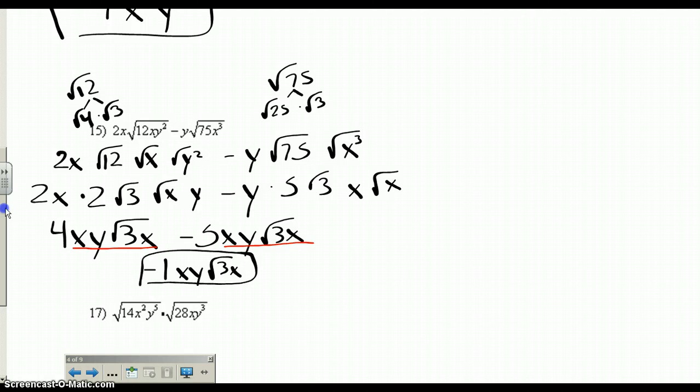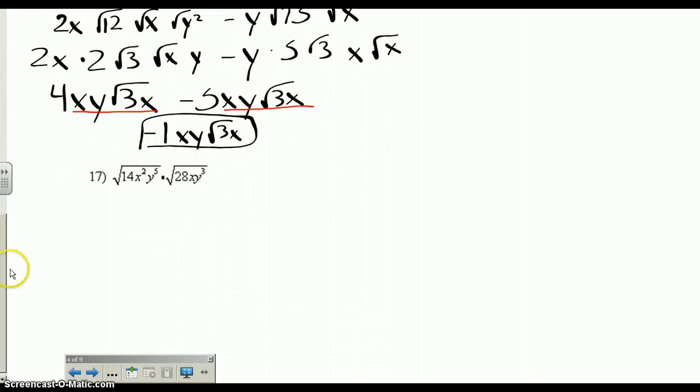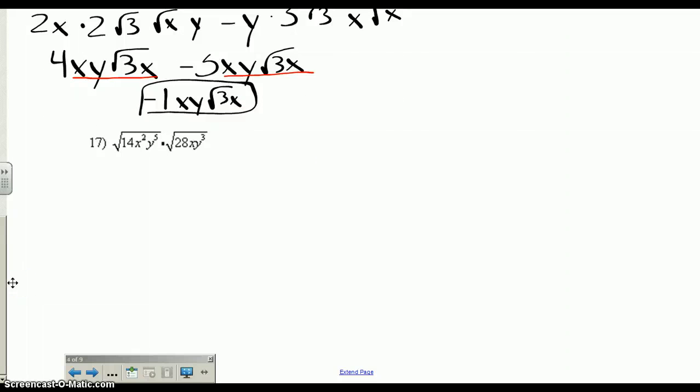So that's a tricky one, but remember, you've got to figure out what is like terms and what is not. Okay, number 17, multiplication. The easiest way to do multiplication is just multiply them together first, and then break it off. So I'm going to multiply 14 times 28, which gives me 392.